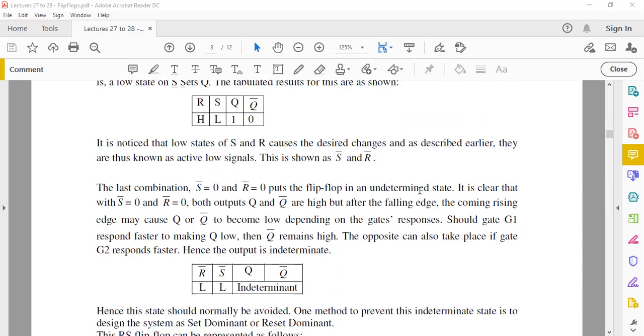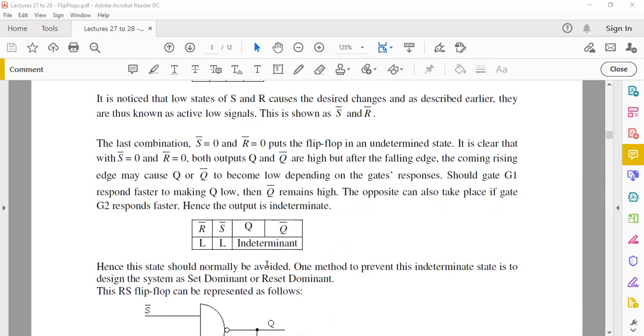So the last combination we have to look at is what happens if both S bar and R bar are low. This is a state which is called the indeterminate state. It's a state where the flip-flop is not stable and it's very unpredictable what state the output will take. Because here we're considering NAND gates, and we know when one of the inputs of a NAND gate is low, the output will be high. So in this case, you are making both Q and Q bar become low, and this is not a state we want. We want Q and Q bar to have different states. So this state where R bar and S bar are both low is called an indeterminate state. We don't actually use that in flip-flops.